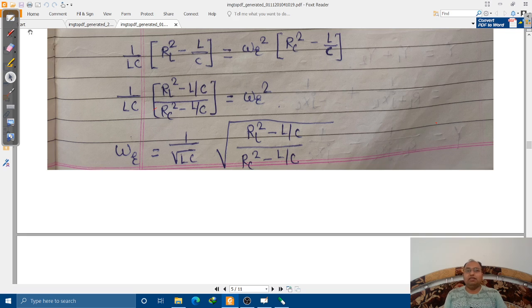And this is nothing but the frequency, that is omega, we can take as a square root. So 1 by root LC into root of this. So this is nothing but my omega R. Now let us find out FR. Omega is nothing but 2 pi F, so omega R is nothing but 2 pi FR. So let us insert that and find out the FR, the resonant frequency for the parallel resonance circuit.